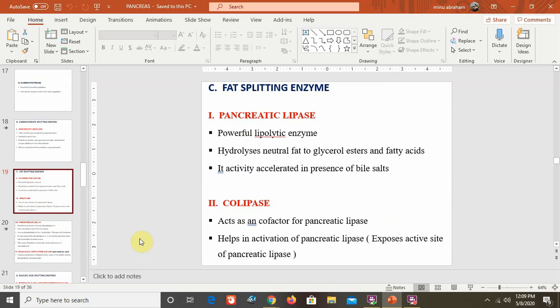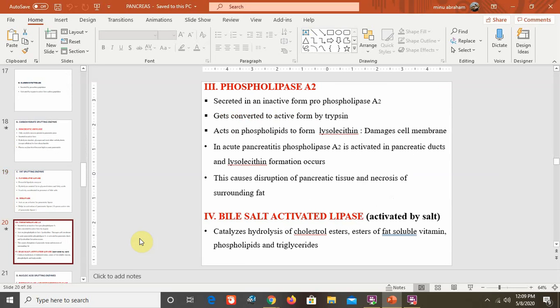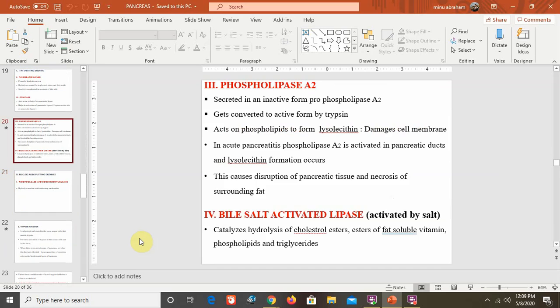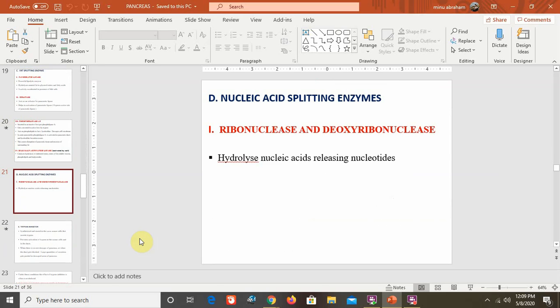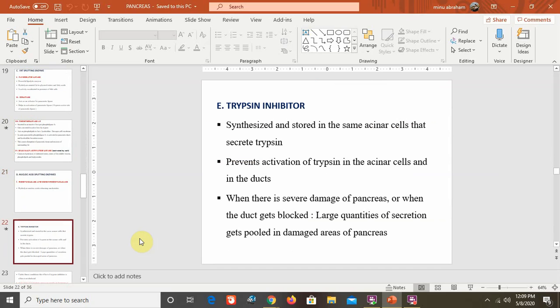Then you have your fat splitting enzymes, which include the pancreatic lipase, colipase, phospholipase A2, and bile salt activated lipase. Then you have your nucleic acid splitting enzymes, which include ribonuclease and deoxyribonuclease. And then you should know the function of trypsin inhibitor.